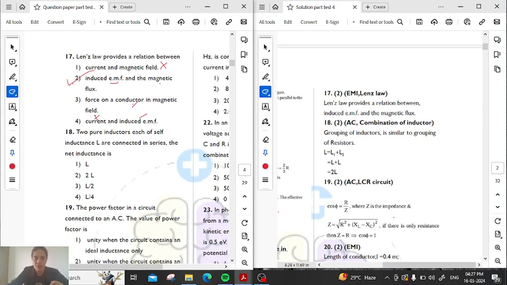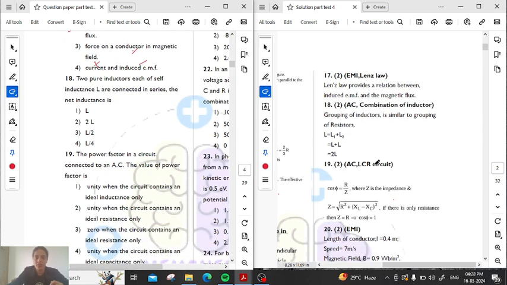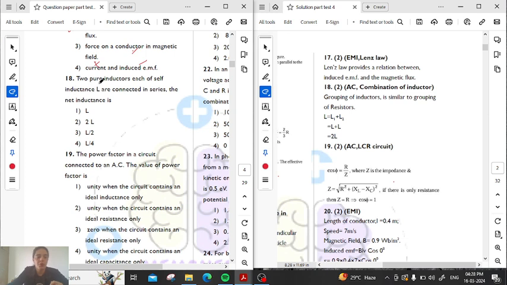Okay, so let's move to question number 18. In question number 18, two pure inductors, each of self-inductance L, are connected in series. The net inductance is a very simple question. What has been given to you? Two inductors are given, one here and one here, and both are connected in series.